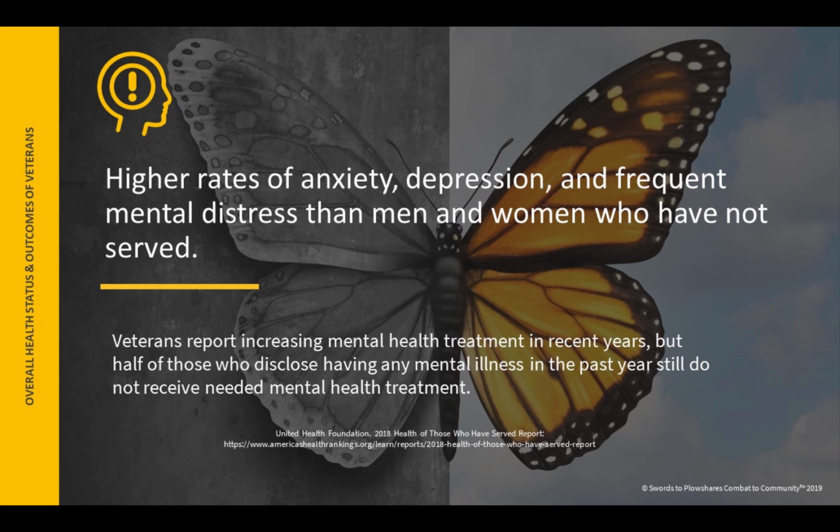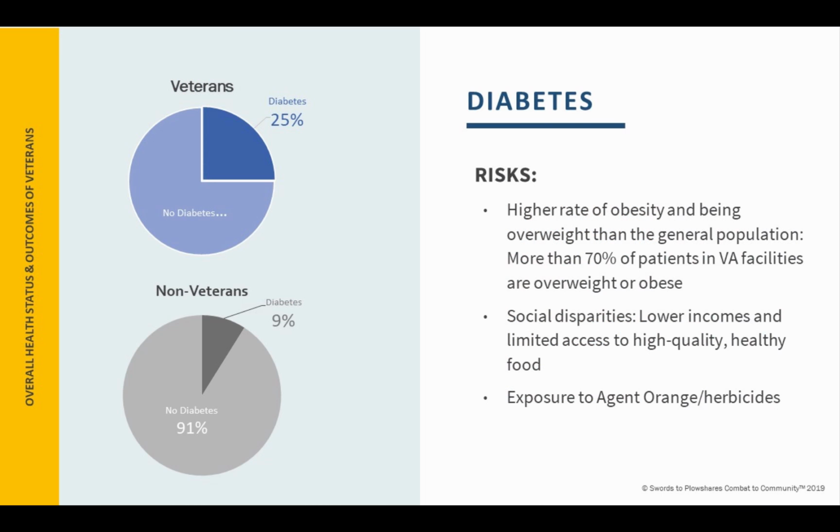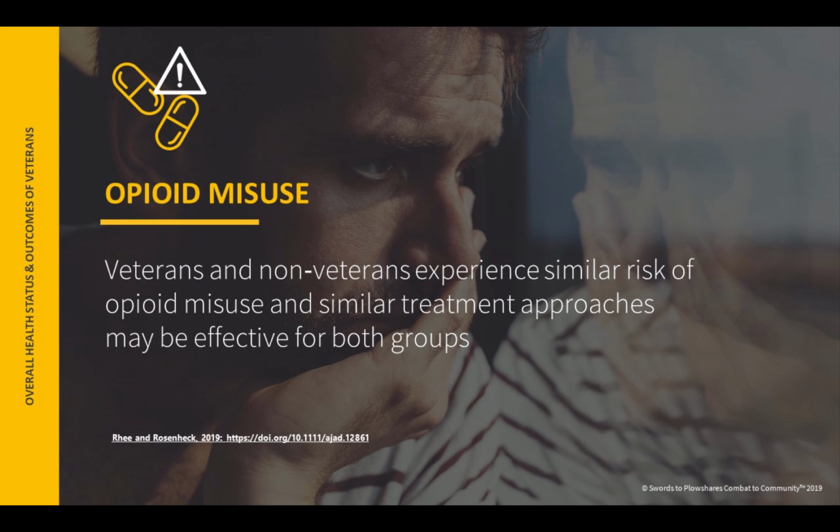And that's what you need to do when you diagnose a patient and then get them the treatment that they need. There are some areas where veterans do have higher rates of diagnosis than others, and diabetes is certainly one of those. This can be related not only to the exposure that we talked about with Agent Orange, but social disparities, limited access to high-quality food, and higher rates of obesity.